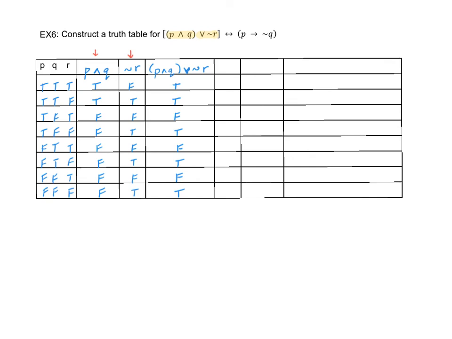Now I have another set of parentheses: if P then not Q. That would be the next thing I'm going to evaluate. However, I don't have not Q listed, so I have to first figure out the truth value for not Q before I can figure out if P then not Q. So not Q is going to be false, false, true, true, false, false, true, true.